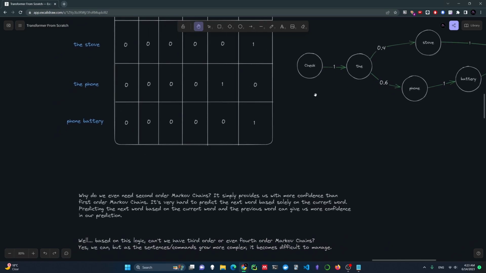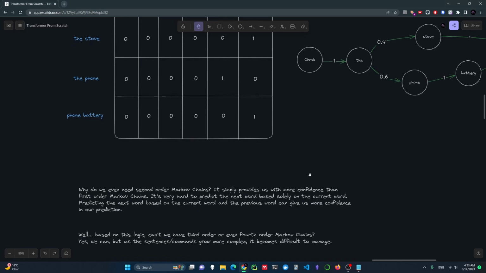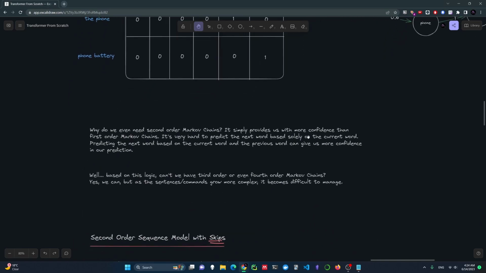And based on this logic, can't we have third order or even fourth order Markov chains? The answer is yeah, we can, but as sentences and commands grow, it becomes difficult to manage, right? If we have a sentence with 20 words, then this might not even be able to save us. So we have to come up with a better solution. This is where we introduce second order sequence model with skips.